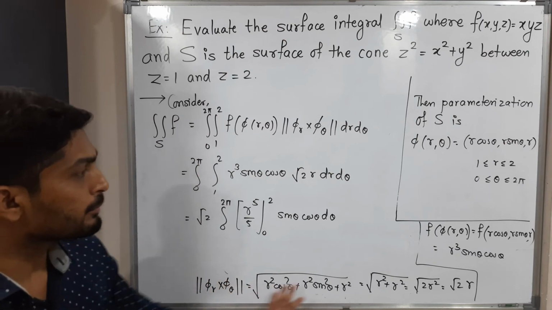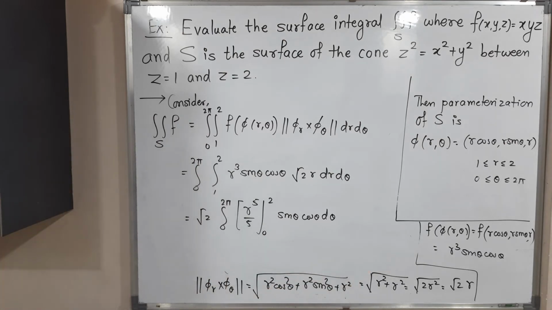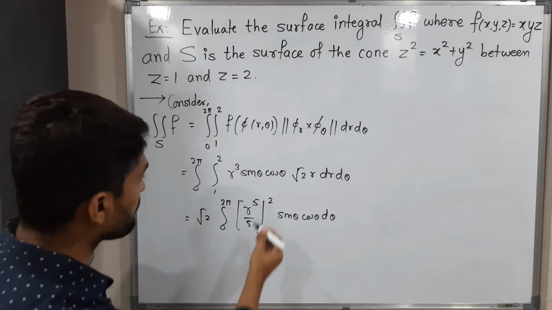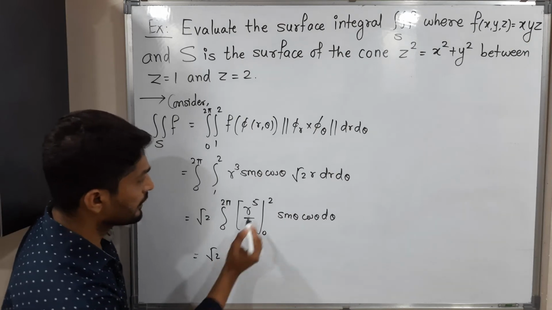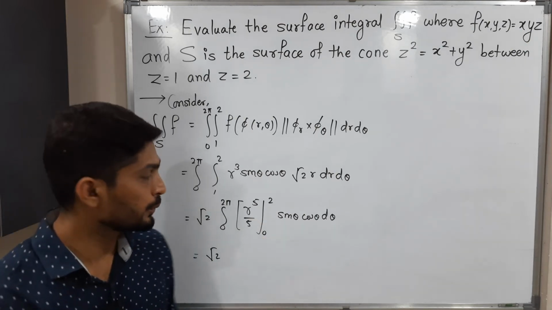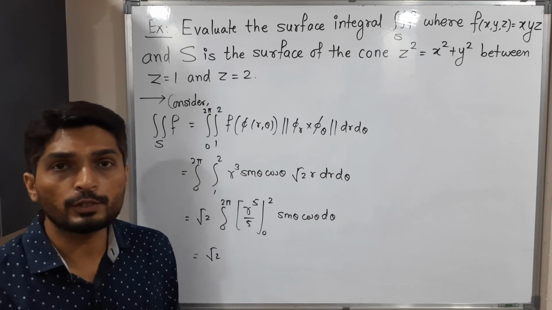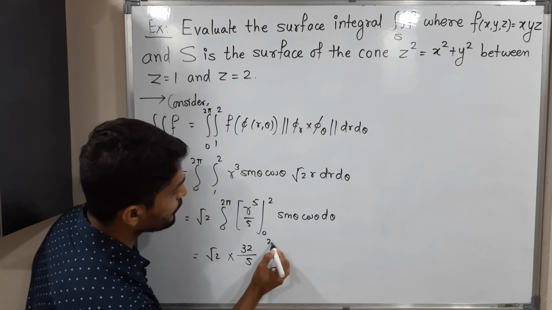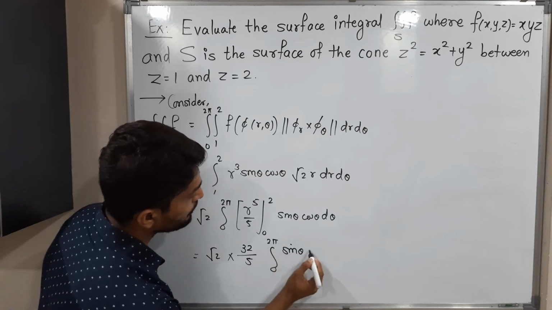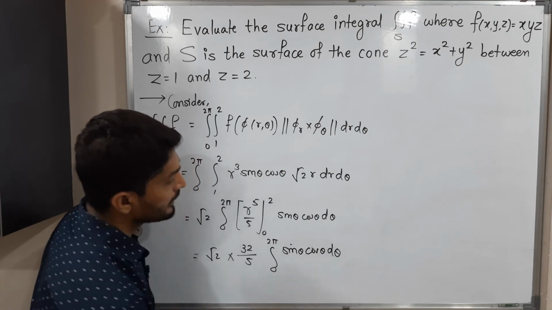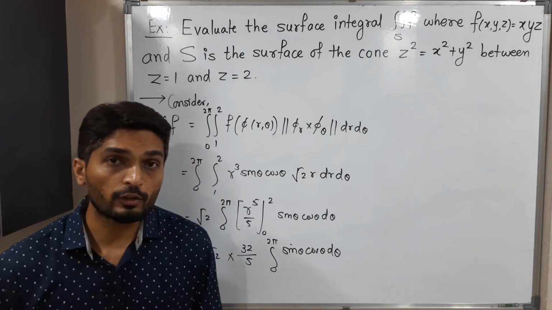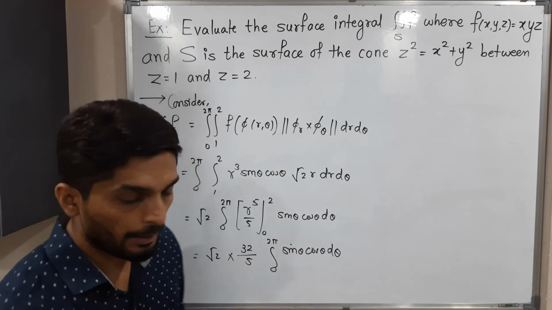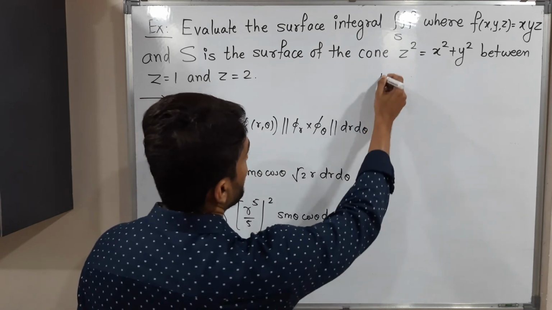Let me remove this part, so we will have some more space to solve this problem. Let us put the upper limit and lower limit. If I put 2, root 2 is there, and 2 raised to 5 is 32. So 32 by 5 we will have, and if you put the lower limit we will subtract. So let me simply mention 32 by 5, 0 to 2 pi sine theta cos theta d theta. See, multiplication is there, so we cannot find its integration directly. So we need to use a trigonometric formula here. I'm going to do that. Just let me write here.